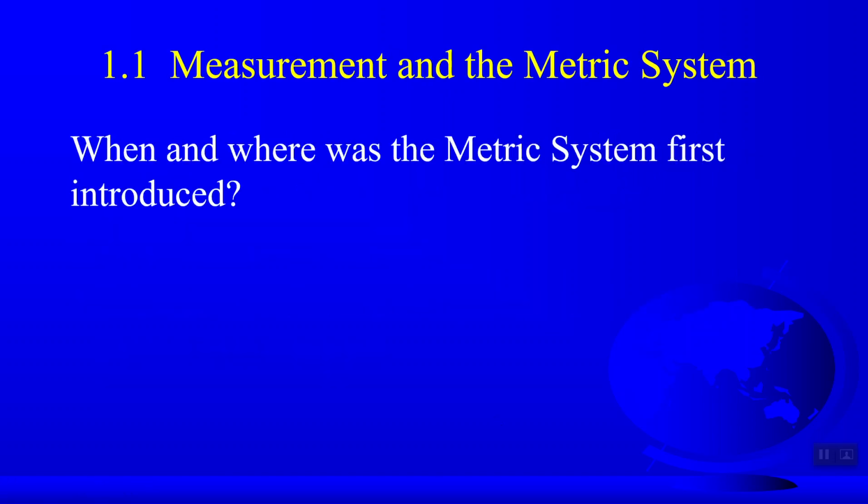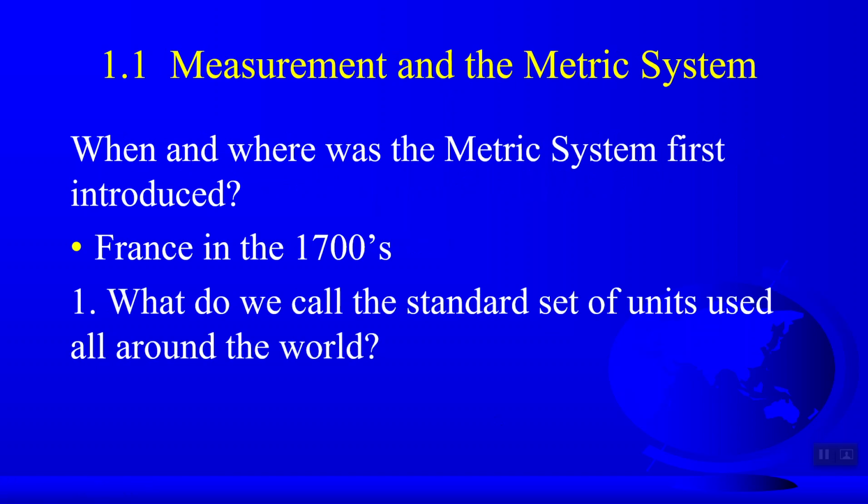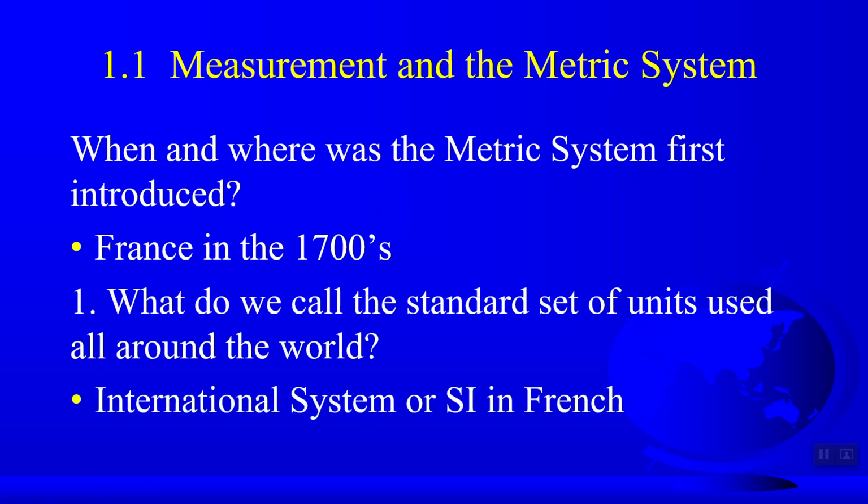So when and where was the metric system first introduced? It was introduced in France in the 1700s. That is why it's called the Système International. That means the international system, or SI in French. That is what we call the standard set of units used all around the world.